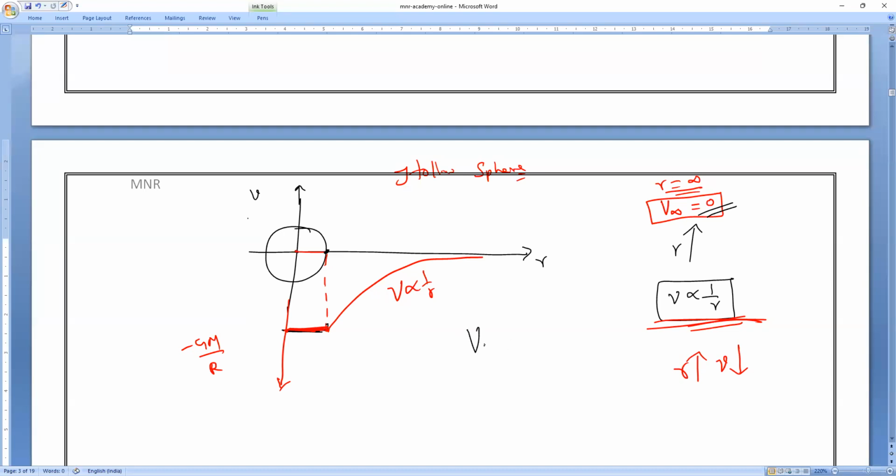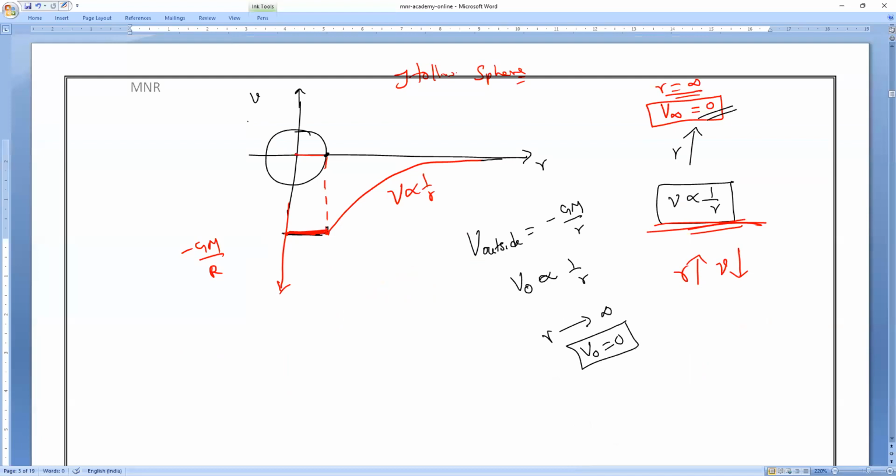So V outside is equal to minus GM by R. So V outside is inversely proportional to R. So if R becomes infinity, then V outside will become what? V outside will become 0 for a hollow sphere. So that is the graph. It may become almost 0 also. That's the graphical representation. Anybody having any doubt, you can ask me. I hope you all understand, everybody.